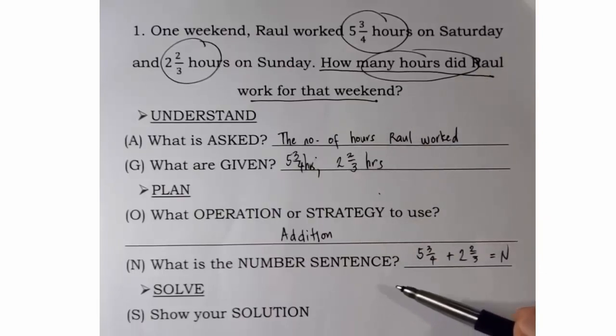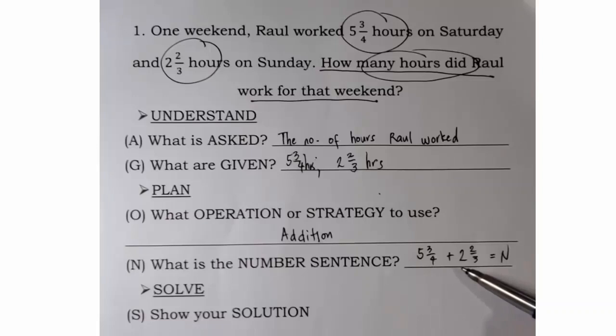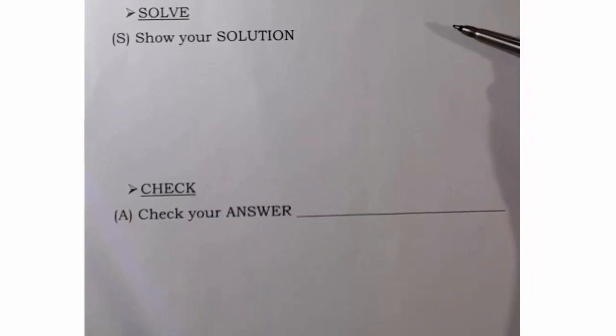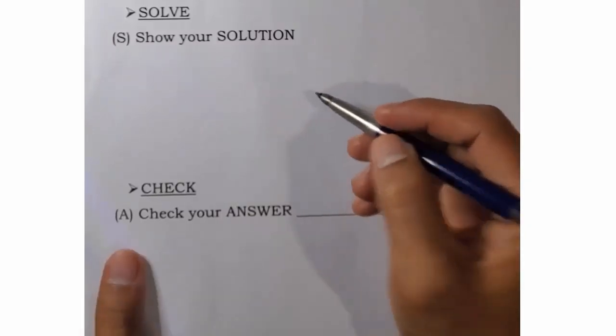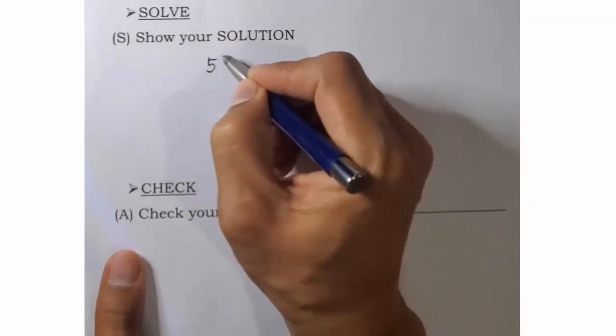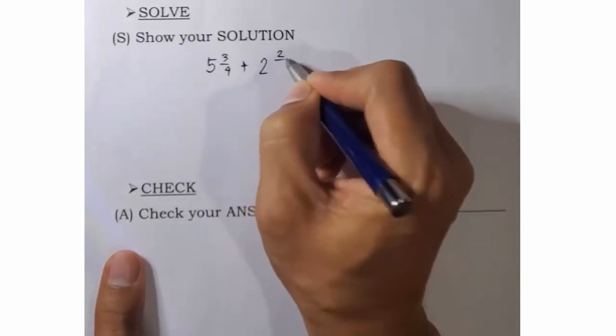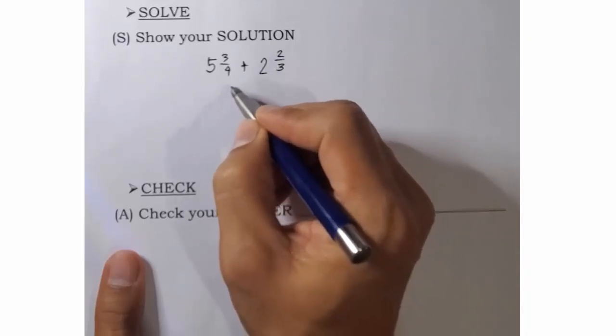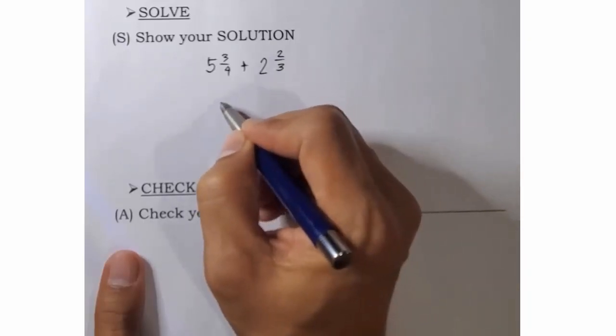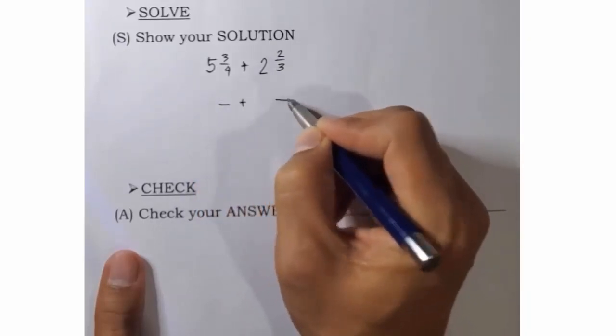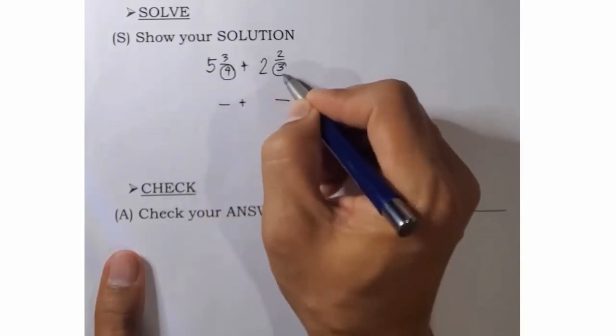Now, the number sentence for this is 5 and 3/4 plus 2 and 2/3 is equal to n, where n is the sum of the two times given there. So let me show now the solution for this problem. In this problem, you need to add 5 and 3/4 and 2 and 2/3. Of course, you could not just simply add these two fractions because they don't have the same denominator. So we really have to look for their common denominator.